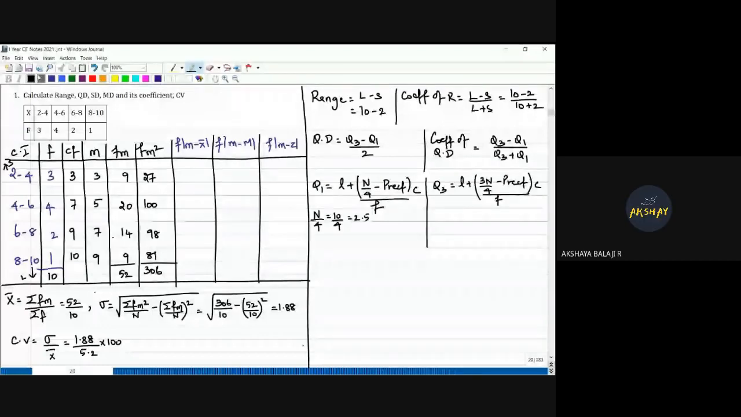4 to 6. Yes, 2.5. First class interval, sorry, here. Here you get 2.5. So your N by 4 will be here. So this is the position of Q1. This is your Q1 class.